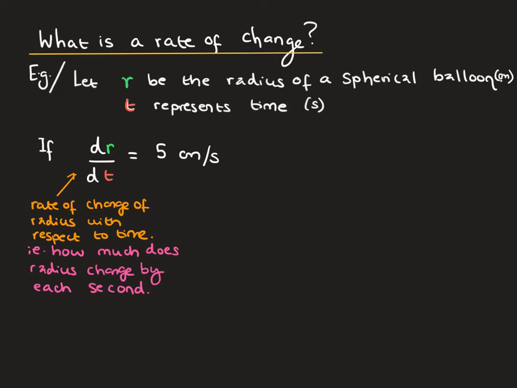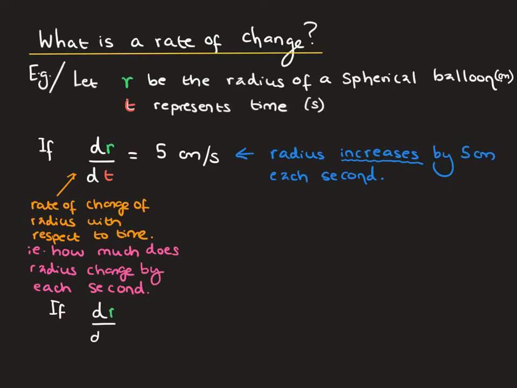So what does that tell us? Well, that tells us that as each second passes, the radius increases by 5 centimetres. Now, how do I know it increases by 5 centimetres each second? Well, that's because it's a positive 5. Now, what if we had something different? What if dr by dt was equal to negative 5 centimetres per second? This is still a rate of change, but this time the negative sign tells me that the radius is decreasing by 5 centimetres each second.